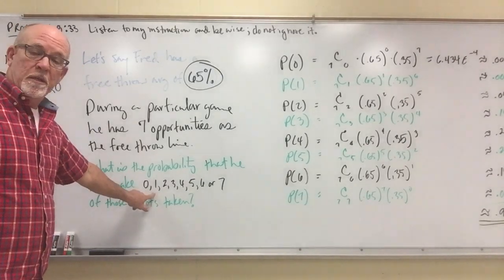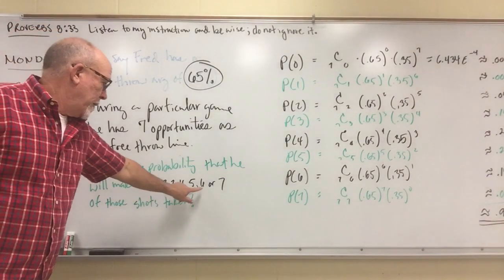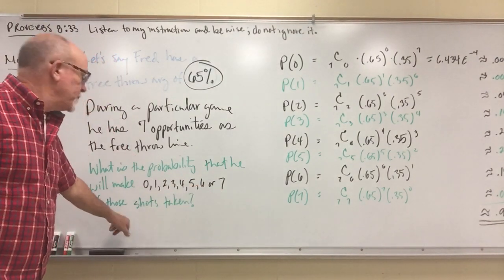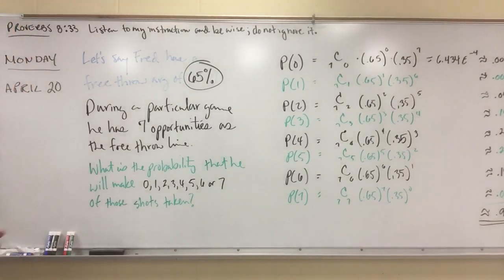What's the probability that he'll make one? All the way up to what's the probability that he could actually make all 7 of those shots with an average of 65%.